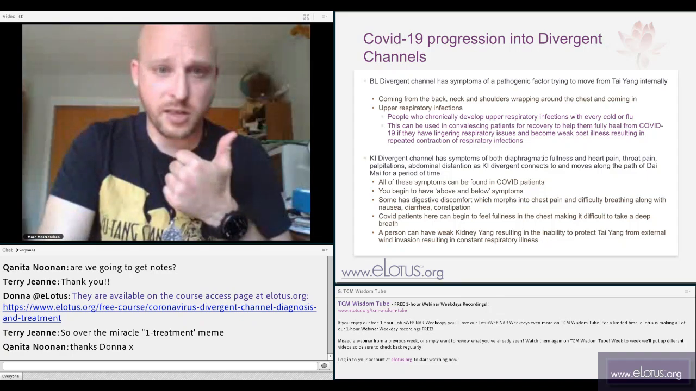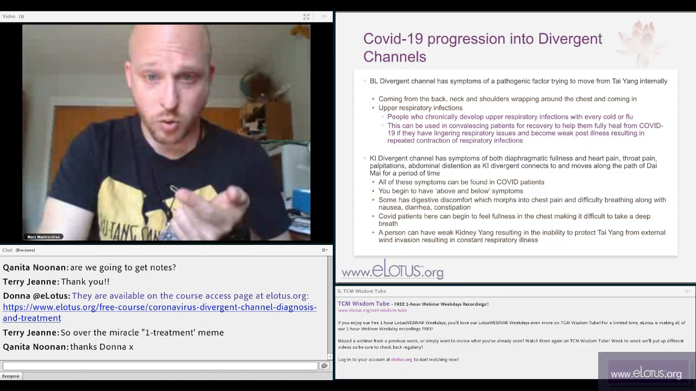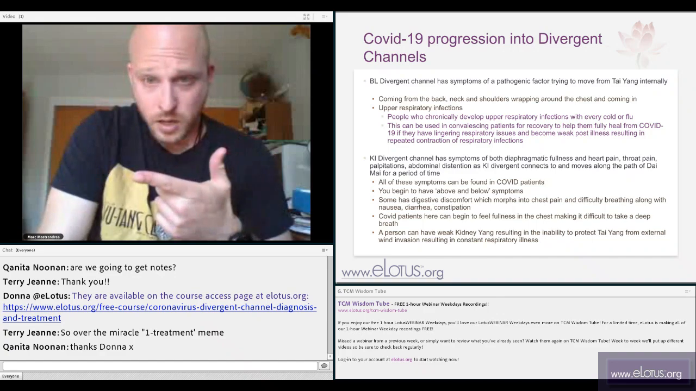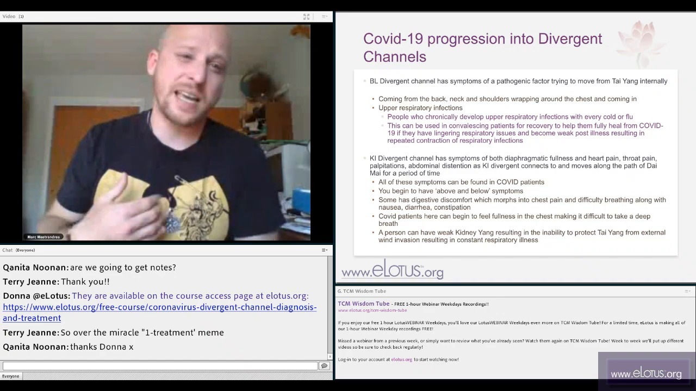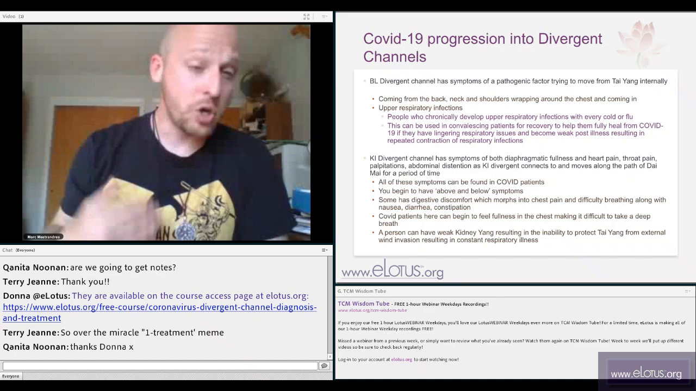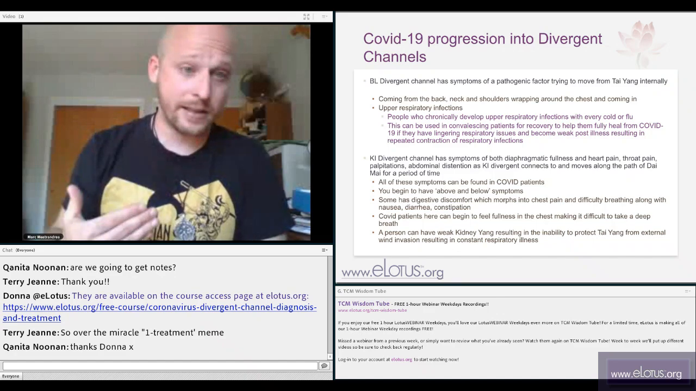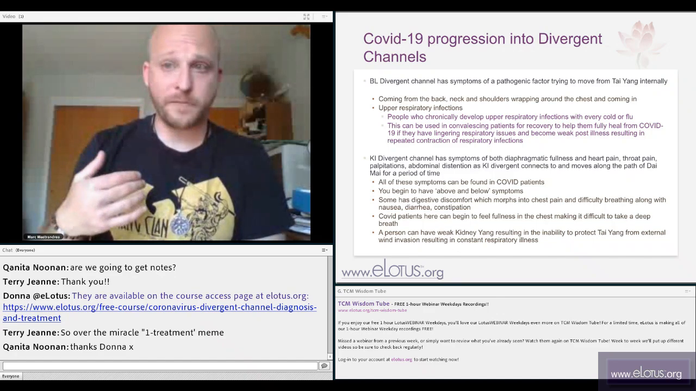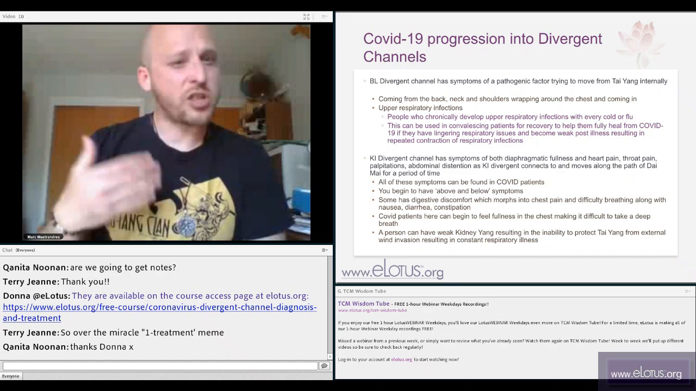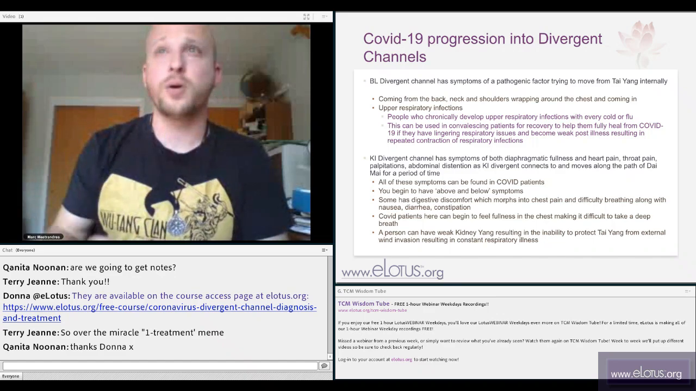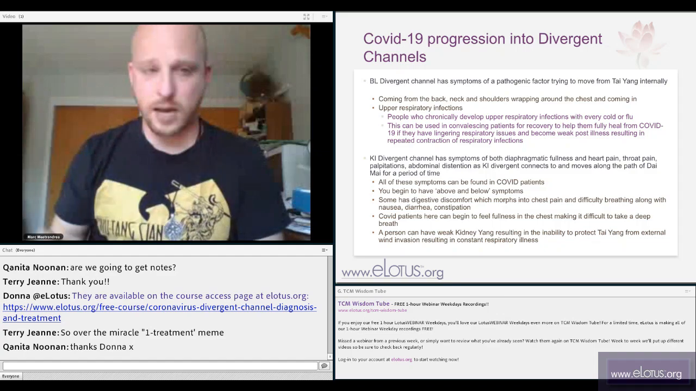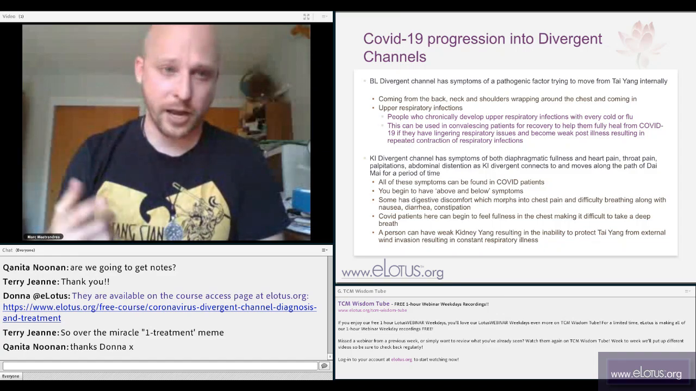So pathogens that come around from the back and the neck and the shoulders, wrapping around the chest and coming out into the upper respiratory tract. So people tend to get upper respiratory tract infections. You could think of this as initial onsets of when cold, when heat, and so on. Generally, however, this would be associated with people who continue to get it all the time. They're always getting upper respiratory tract infections.